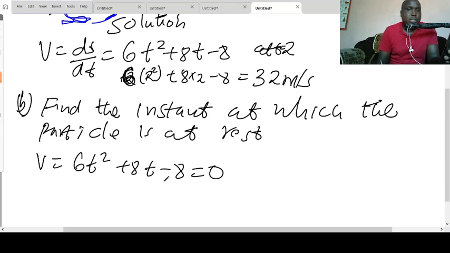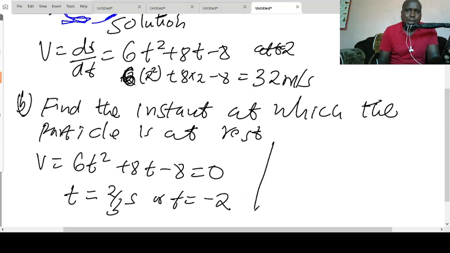You solve this using the quadratic formula, and you will find that t is equal to 2 over 3 seconds, or t is equal to -2. So you realize that it is not going to be possible for time to be negative. When you calculate the time and you find the answer is negative, ignore that. So the answer is the instant at which the particle is at rest, time will be equal to 2 over 3 seconds. This one ignore, because there's no way time can be negative.